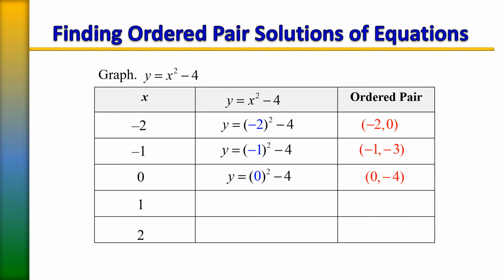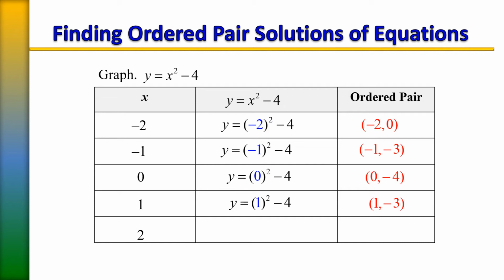Now we're going to plug in a 1 for x. 1 squared equals 1, and 1 minus 4 equals -3. So when we plug in a 1 for x, what we get out for y is a -3. Notice this one is similar to the one of -1, -3. It's similar to when we plugged in a -1. Because this is a parabola, we'll have similar points on each side of the parabola.